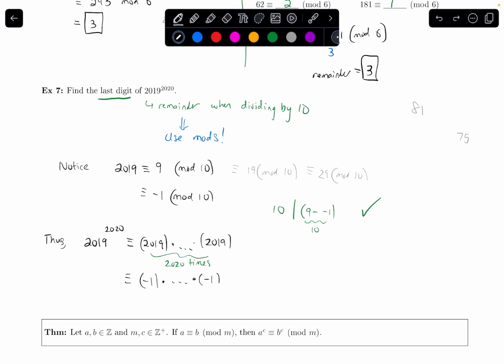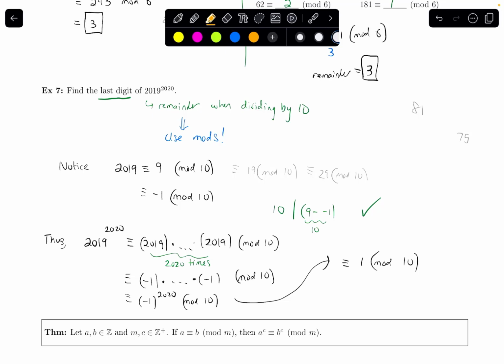So this is congruent to -1 to the 2020. I'm getting a little bit sloppy here. I've stopped writing my mod 10 at the end of each of these lines, but I should. So this was happening mod 10, this was also mod 10, this was also mod 10. I think I'm one step away. What's -1 to the 2020 power? That's just 1, because it's an even power. So this is congruent to 1 mod 10.